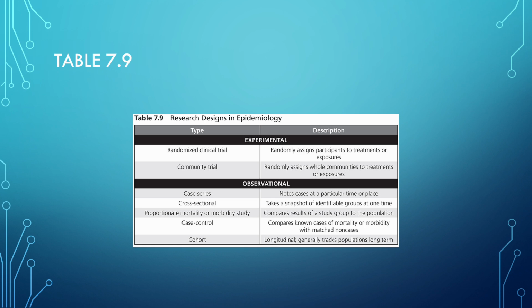We have case control, which compares known cases of mortality and morbidity to matched non-cases. So we're looking to match people that we know have a specific disease to similar peers that do not have the disease. And then we have cohort studies, which are longitudinal and generally track populations long-term. So this could be something like a group being exposed to some sort of environmental pathogen and tracking how they respond to it over time.